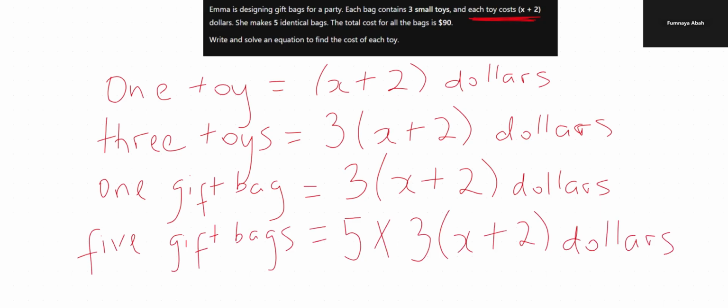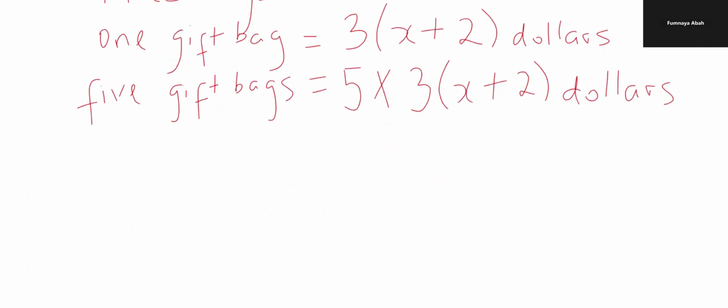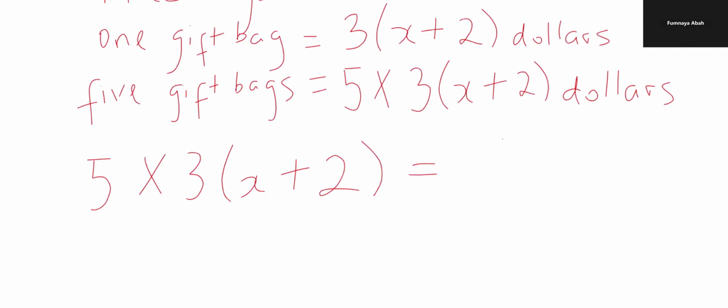And then the question says that the cost of all the bags is $90. So we have to find the cost of each toy. So let me scroll down. So 5 gift bags is equals to 5 times 3 in parentheses x plus $2. So 5, 3, x plus 2 is equals to $90, because that's the total cost of all the gift bags that Emma makes. So we have a linear equation here. So now we have to solve for x in this case.